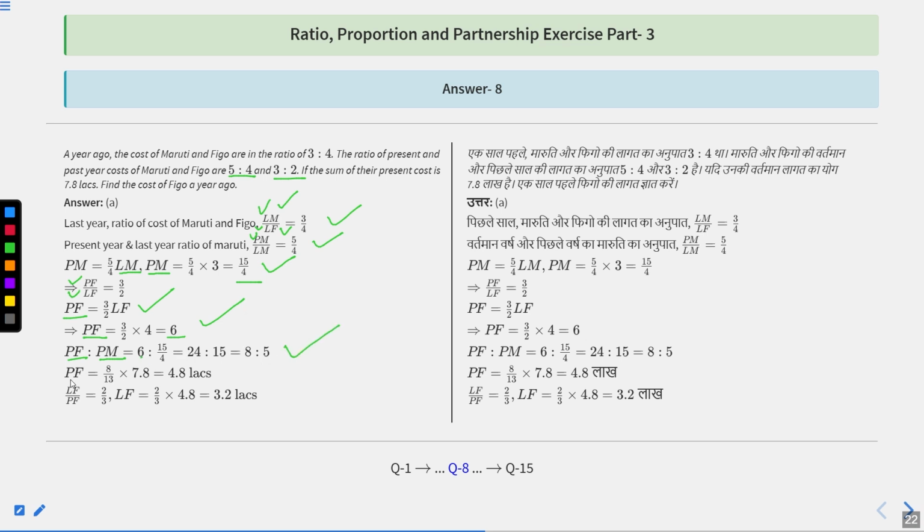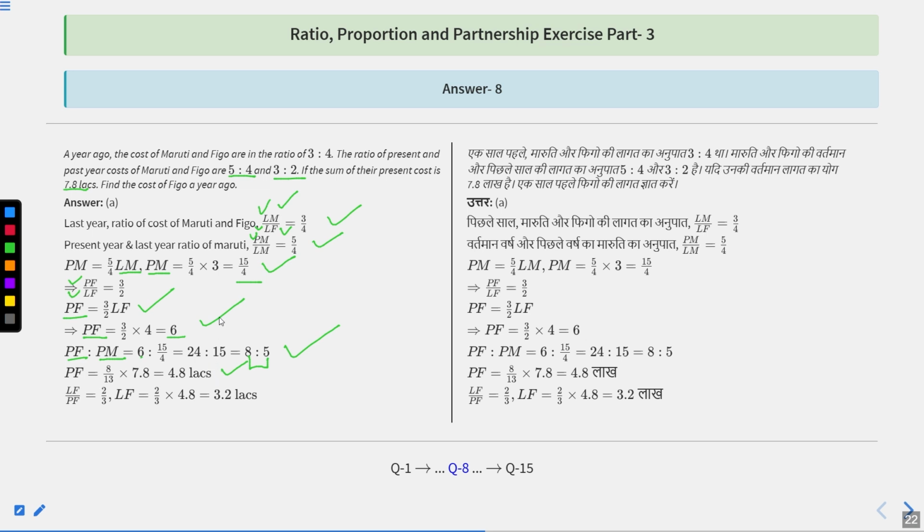Now, present price of Figo is 8 upon 13, because the sum of these two units, 8 plus 5, is 13, and 8 is the present price of Figo. So 8 upon 13 multiplied by 7.8, because it is given that the sum of their cost is 7.8 lakh. So we get the present price of Figo, which is 4.8 lakh.